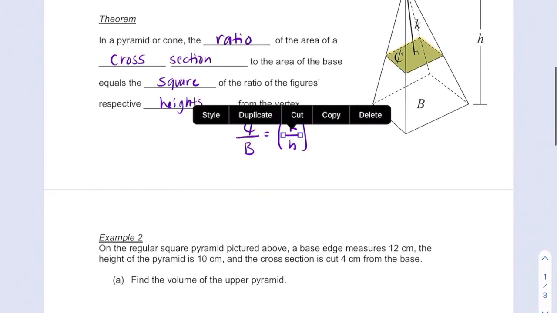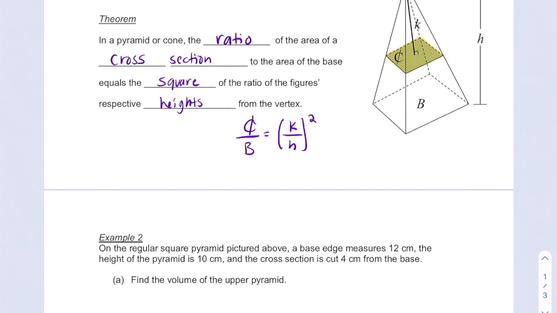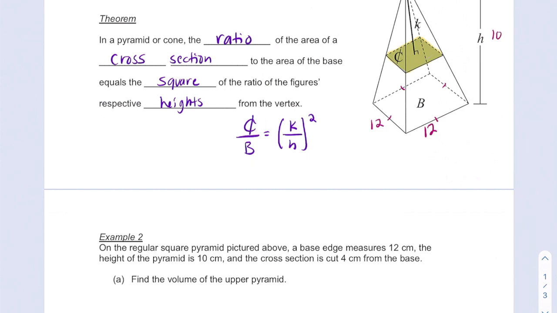So next up, on our regular square pyramid that's pictured above, let's say that the base edge measures 12 centimeters. So we're going without the cross section. This base edge is 12, and now this is a square. Even though it looks like a rectangle, we'll say this is a square. So all sides of the base are 12. The height of the pyramid is 10, and the cross section is cut 4 centimeters from the base. So that means from the center, this line right here is 4 centimeters upward from the base.